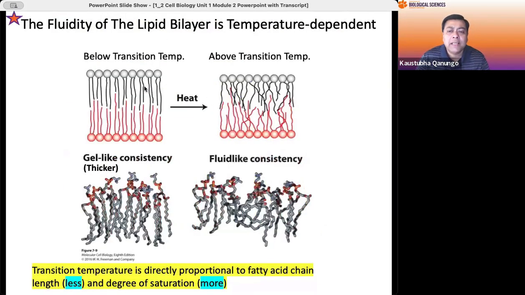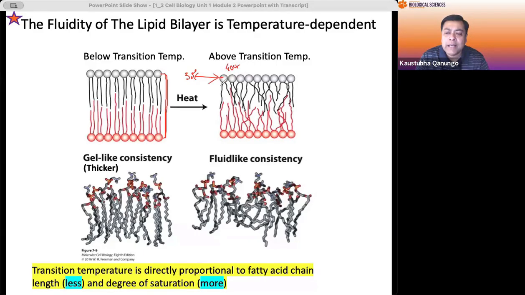So suppose a transition temperature is about 35 degrees Celsius for a particular membrane composition, just a random arbitrary number. Do not have to memorize anything. Below 35 degrees Celsius, the membrane will look like this, and if you look at the thickness of the membrane right here, it is pretty thick. On the other hand, what happens if you subject that membrane to a temperature which is more than 35, say about 40 degrees Celsius?